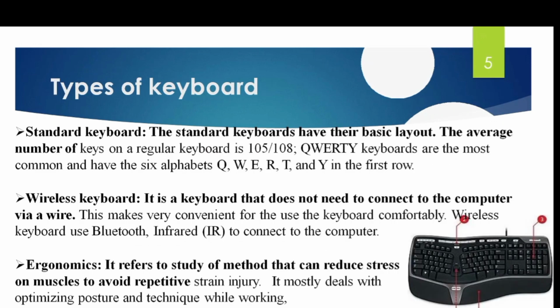Here, the different types of keyboards begin with the standard keyboard. The standard keyboard has the basic layout. The average number of keys on a regular keyboard is 105 to 108. QWERTY keyboards are the most common and have the six alphabets Q, W, E, R, T, Y in the first row. So the keyboard that has 105 to 108 keys and these six alphabets in the first row is called the standard keyboard.